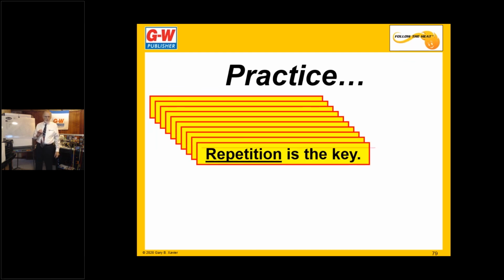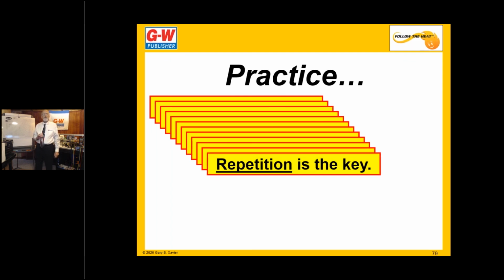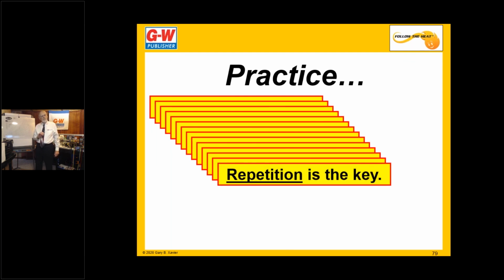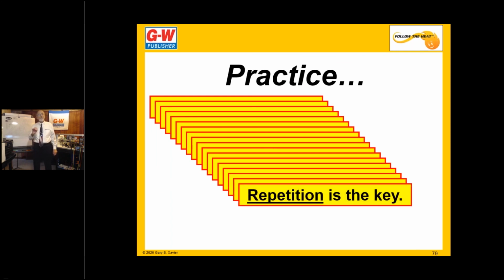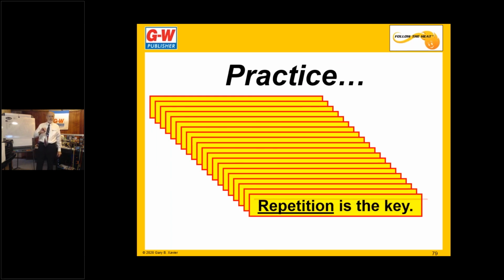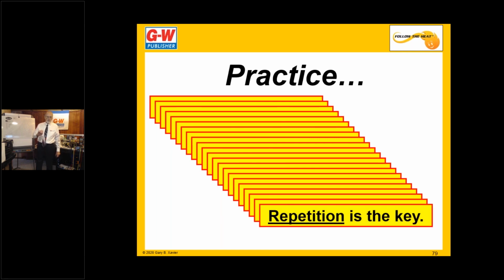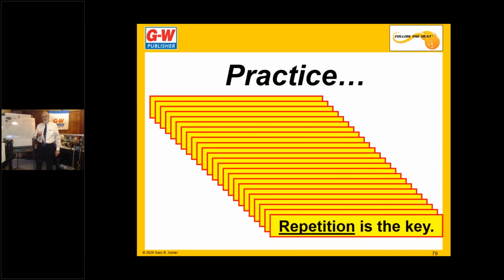Learning something is a process of sometimes memorization. And one of the keys to memorization is repetition. Say it over and over again. The refrigeration cycle. Follow the heat. The burner sequence. All things that we can learn by repeating them over and over and over again.